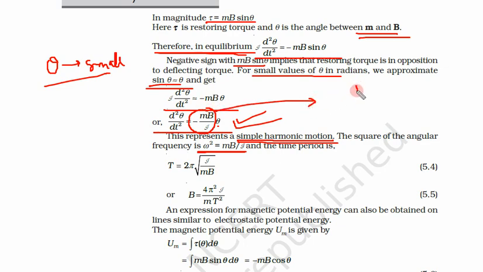How did we get this? We compared with this equation, d2x upon dt square is equal to minus omega square x. So what is omega square? When we compared, we get omega square is equal to, let us remove the minus, mb upon I. This is italic I, that means moment of inertia.